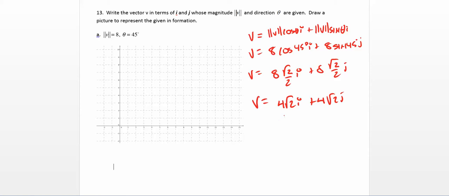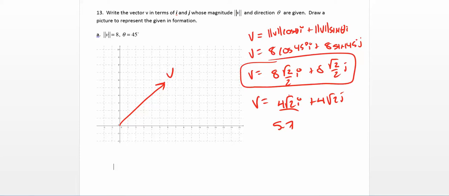When I graph that, 4 root 2 is approximately 5.7. So I'm going to go over 5 and then a little bit, and then up 5 and then a little bit, right about there. So this would be the vector v, and we were writing it in terms of i and j, so I'd either leave it like that or like that. Actually, this one's probably the better one to use. And then drawing the picture gives me that one right down there.